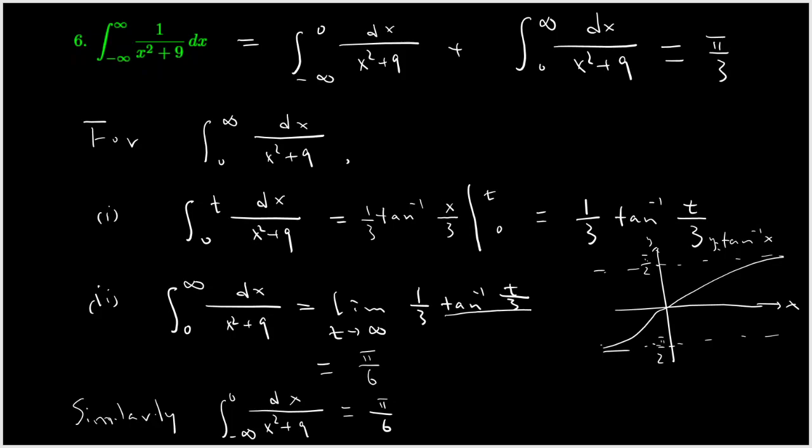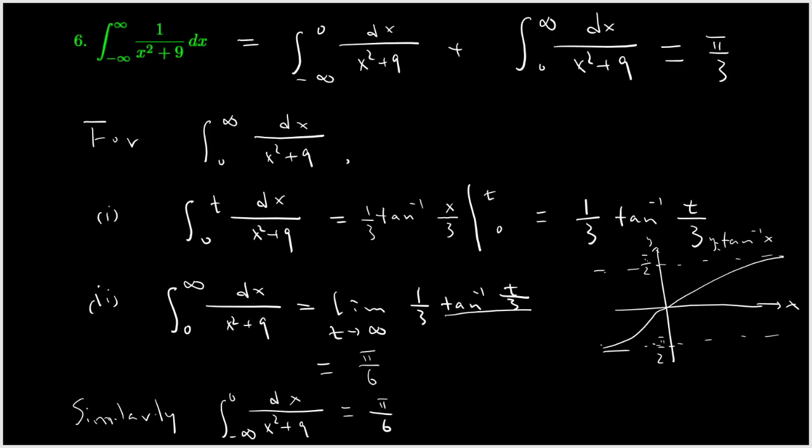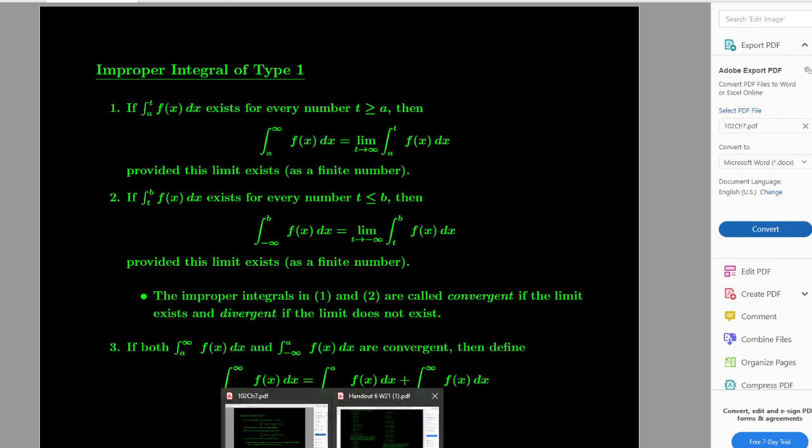For this question, the kind of weird part is how to compute that limit. But if you can remember the graph of inverse tan or arctan, the whole limit should be easy, right? Any questions about this? Question number 6. If you don't have any questions, we're done part 1. I think we're done type 1 improper integrals. Now we'll move on to type 2.